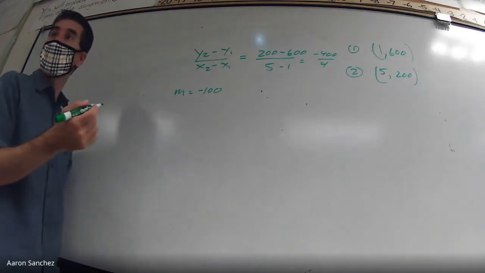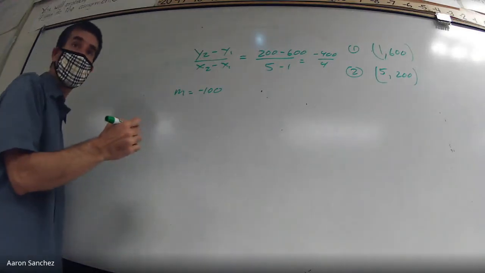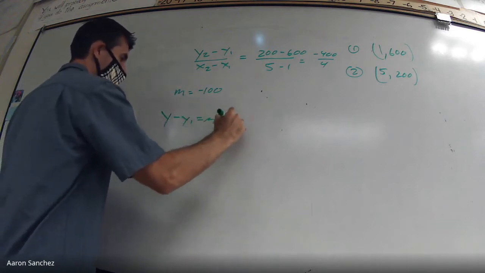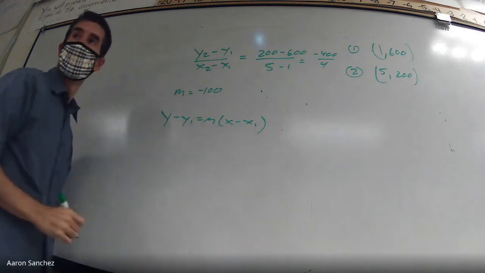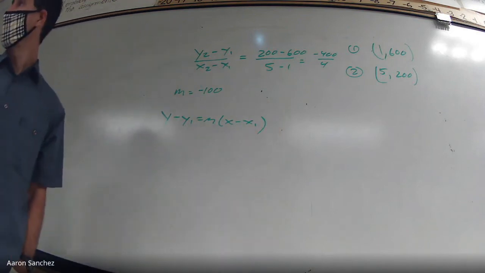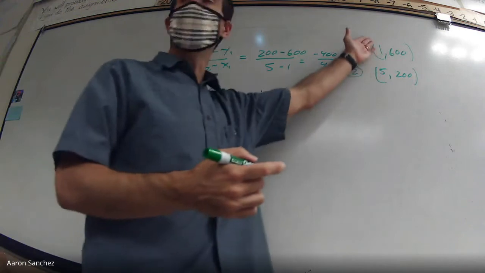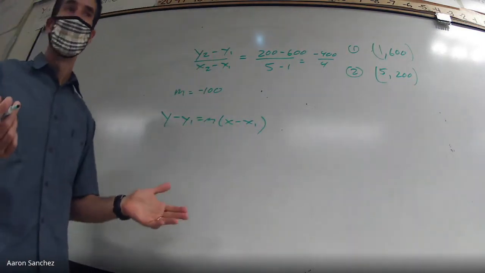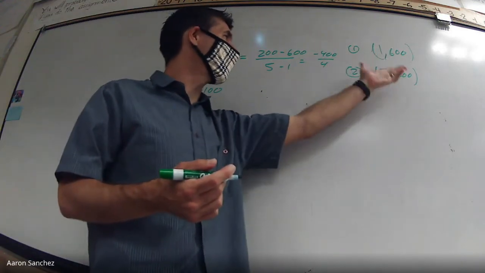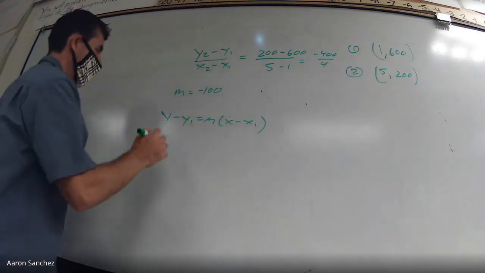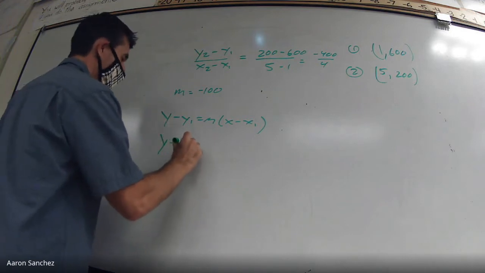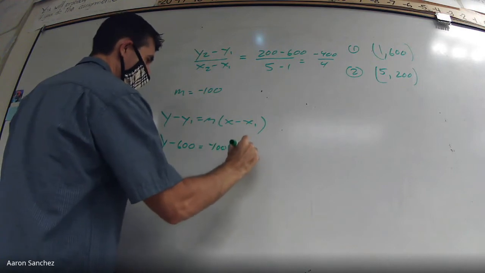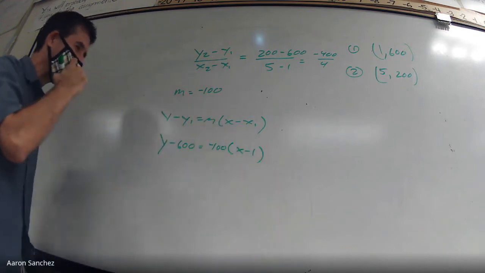Now we've got to find the equation of the line. It's called what form? Point slope form. Very good. Now, we just pick any one of these points, right? Which point do we pick? Does it matter? I like the 1. So y minus 600 equals m, negative 100, times x minus 1, right?